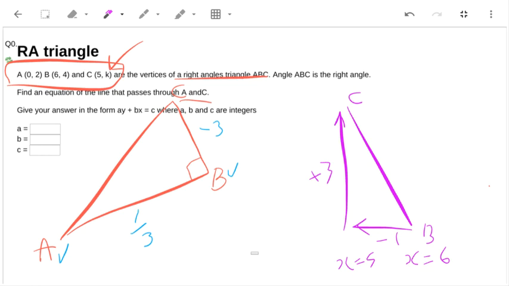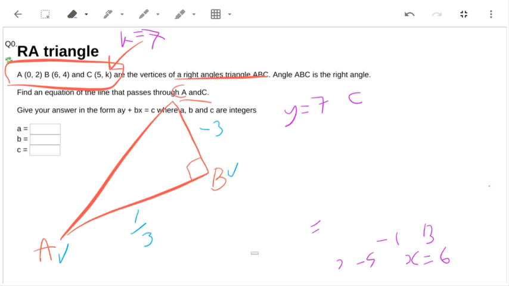Now, point B was at y equals 4. So C must be at y equals 7. So that number in there, k equals 7. I'm getting somewhere now. All I need to do is find the line that goes through A and C.